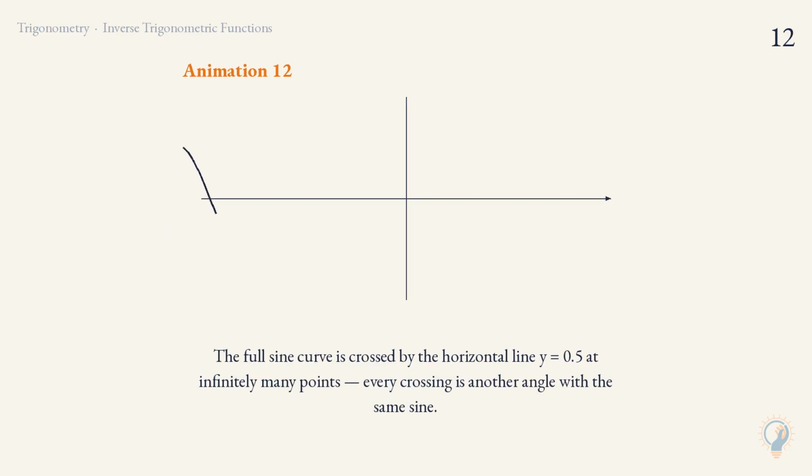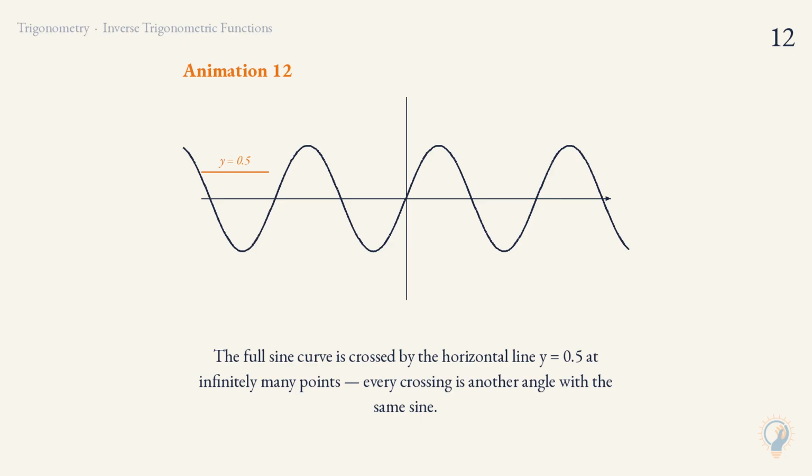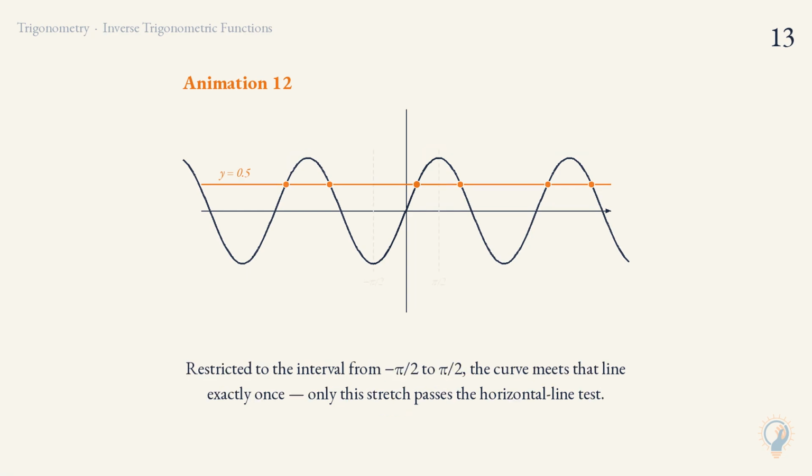Animation 12. The full sine curve is crossed by the horizontal line y equals 0.5 at infinitely many points, and every crossing is another angle with the same sine. Restricted to the interval from -pi over 2 to pi over 2, the curve meets that line exactly once, so only this stretch passes the horizontal line test.